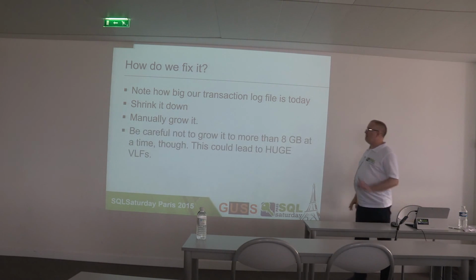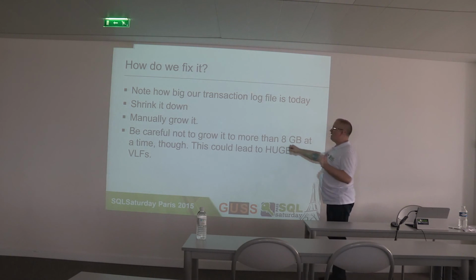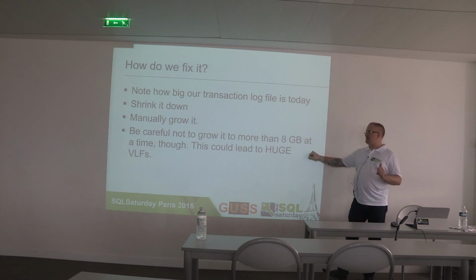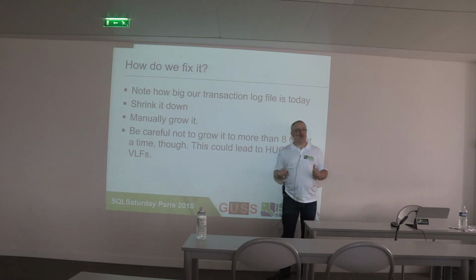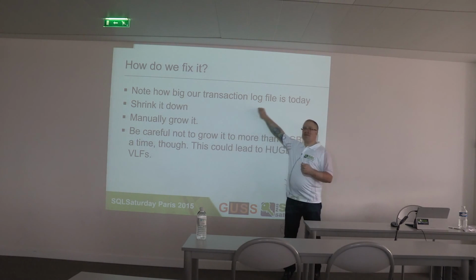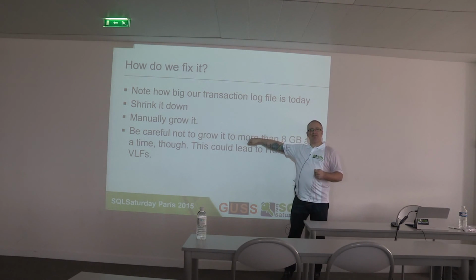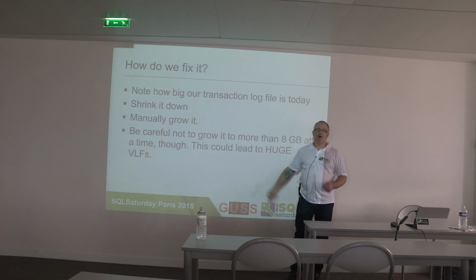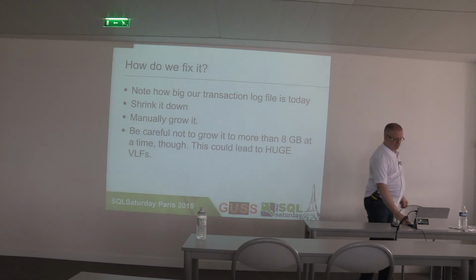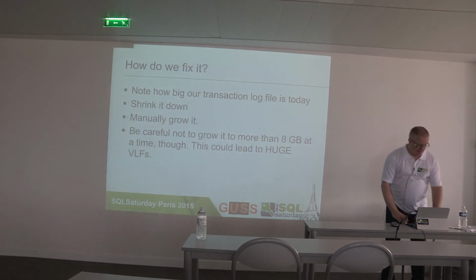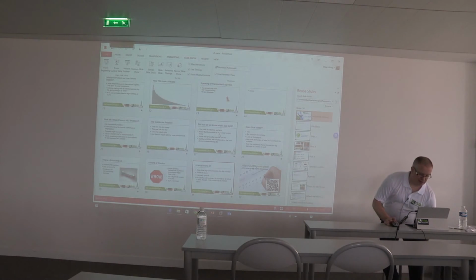I'm okay with it, but again, be careful not to grow more than 8 gigabytes at a time. So if you have a transaction log file that is 32 gigabytes, shrink it back down to 1 megabyte, grow it to 8 gigabytes, and then to 16, then to 24, and then to 32. Grow it manually in those 8 gigabyte chunks. So let me show you that. And that's actually what I'm going to do in my demo.